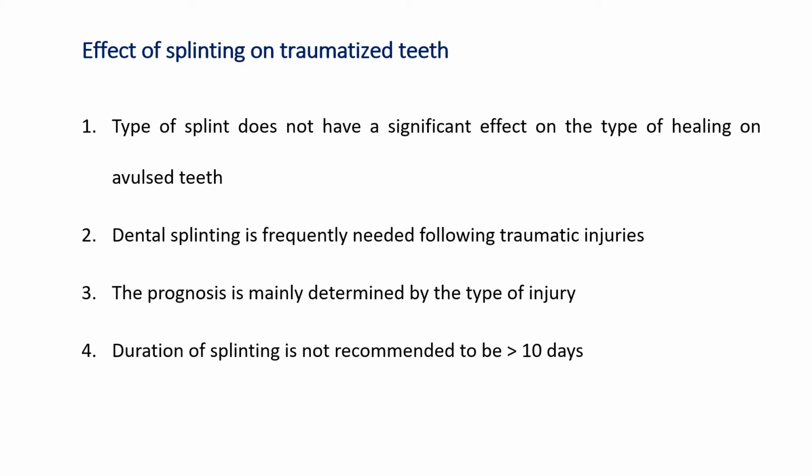Dental trauma is a common injury, especially in children. Avulsion is a serious injury that can cause damage to some or all of the dental and surrounding tissues. For avulsed teeth, type of splint doesn't have a significant effect on the type of healing. However, dental splinting is frequently needed following traumatic injuries to stabilize subluxated, luxated, avulsed, and root fractured tooth. The prognosis is mainly determined by the type of the injury. Duration of splinting should not exceed 10 days.